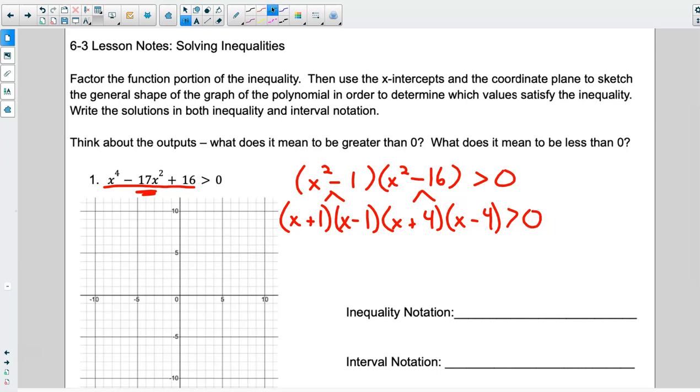So that means we have 4 zeros that we can see quite easily. So I'm going to have a zero at negative 1 comma 0, 1 comma 0, negative 4 comma 0, and 4 comma 0. And so we'll plot all those points.